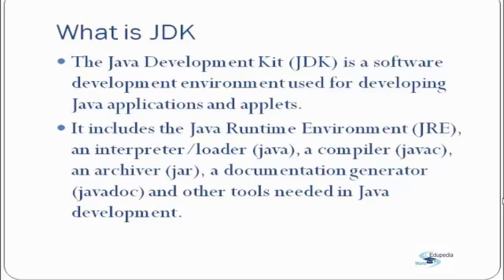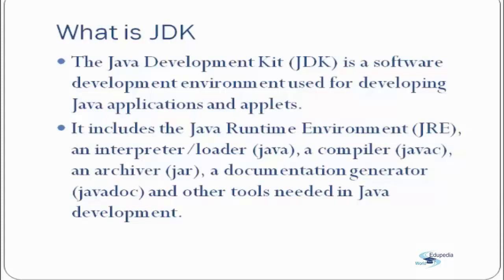Firstly, we want to understand what is JDK. So JDK is Java Development Kit. It is a software development environment used for developing Java applications and applets. It includes the Java runtime environment, an interpreter or loader, a compiler, an archiver, a documentation generator, and other tools needed in Java development. So you can say it's a whole family of Java. It's the environment where Java runs. So for every operating system, we need to install a JDK onto it.